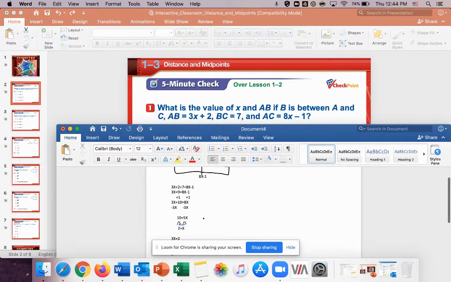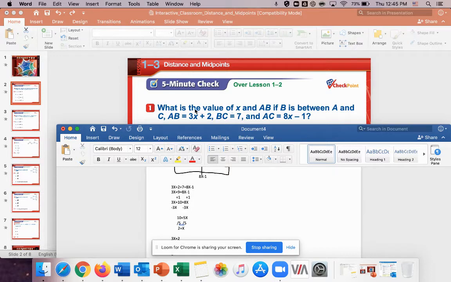Then I'm going to get all my x's to the same side. So I get rid of this 3x on both sides, and they cancel out. 8x minus 3x is going to be 5x, and I'm left with 10 equals 5x. Divide by 5 on both sides to get x by itself. They cancel out, so you're just left with x. 5x divided by 5 is just x. 10 divided by 5 equals 2. x equals 2. But wait, hold on.